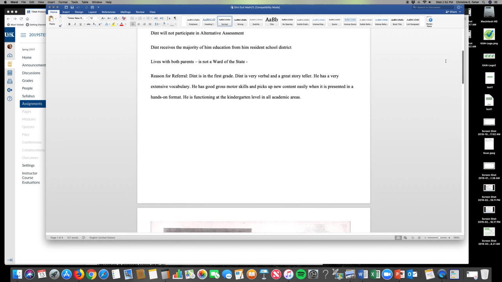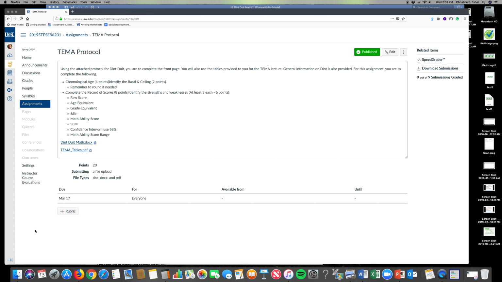Then you need to figure raw score. And remember, raw score, anything above basal is considered correct. Look at your questions. Look at your information on didn't do it. Identify some strengths and weaknesses, at least 3 each of strengths and weaknesses. Then you're going to fill out your data. I have included the TEMA tables right below to help you assist with that. So that is the TEMA protocol.